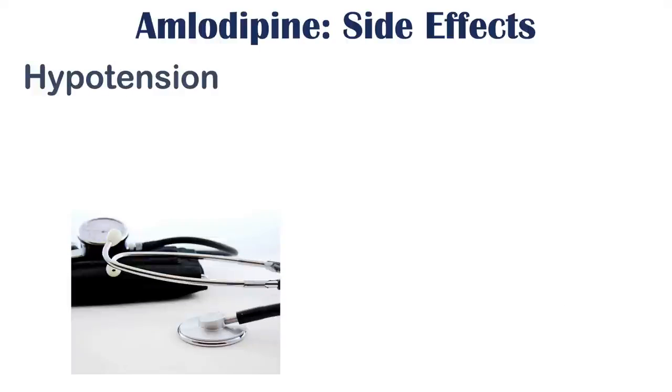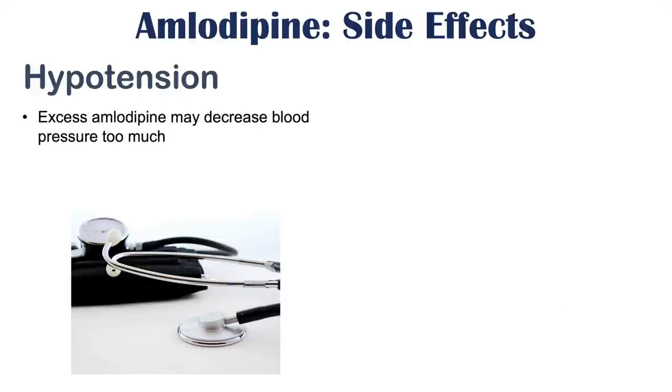Hypotension or low blood pressure can also occur as a side effect of amlodipine use. So because amlodipine causes vasodilation and causes the blood pressure to decrease, if there is too high of a dose of amlodipine, this can cause the blood pressure to decrease too much. So this can cause hypotension.